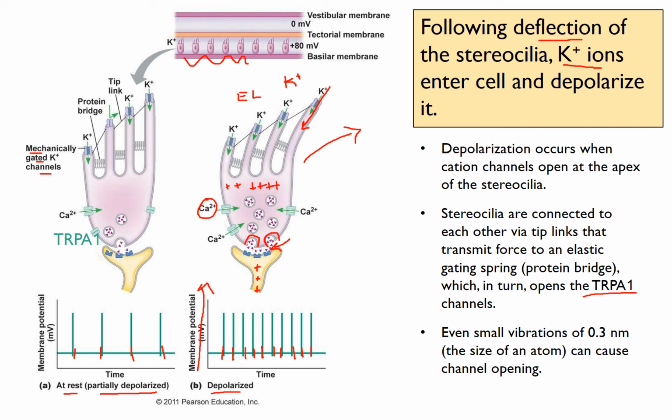This is so sensitive that even vibrations in the basilar membrane as small as 0.3 nanometers, which is essentially the size of an atom, can cause channel opening in the hair cell. It's very exquisitely sensitive.